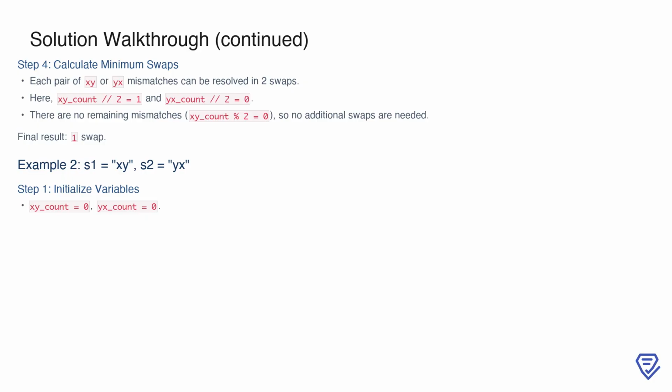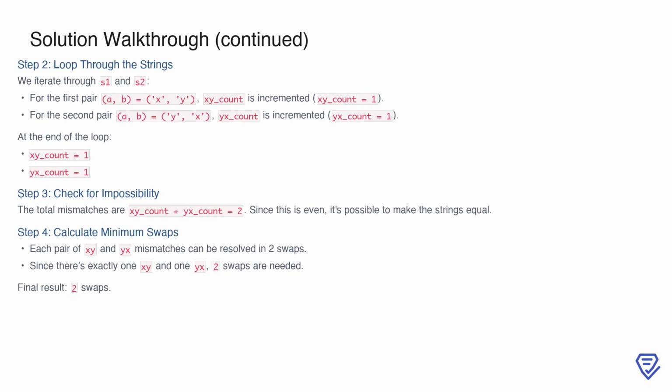Let's now move on to another example where the mismatches are slightly different. For S1 as XY and S2 as YX, we will again follow the same process to compute the result. We start by initializing XY_count and YX_count to 0. As we loop through the strings, the first pair of characters is X in S1 and Y in S2, which is an XY mismatch. This increments XY_count to 1.